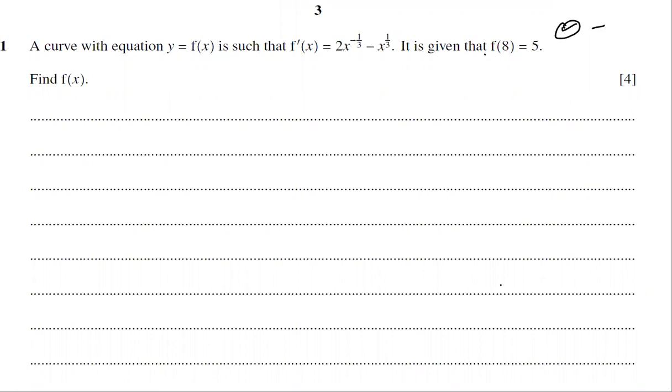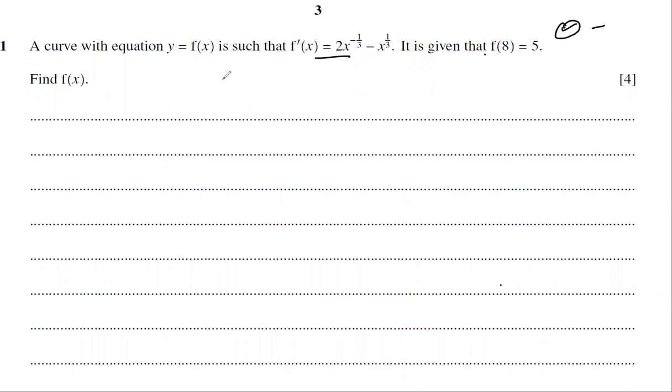Okay. Now it says that f dash of x is equals to what? Equals to 2x power minus 1 upon 3 minus x power 1 upon 3. Okay, so how we can solve this?